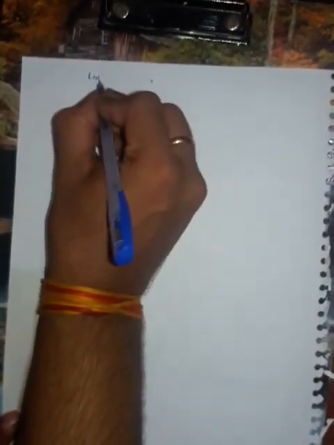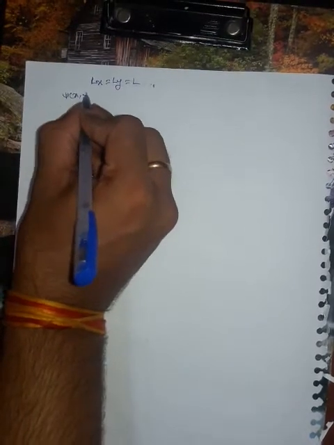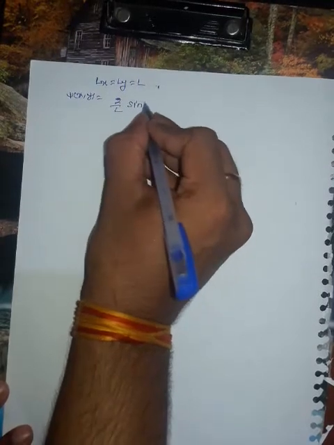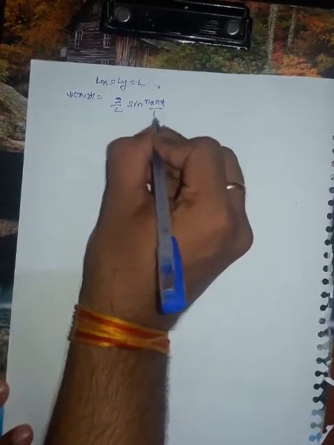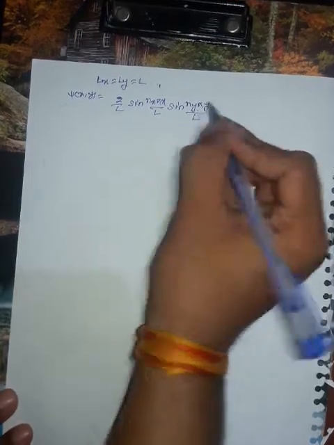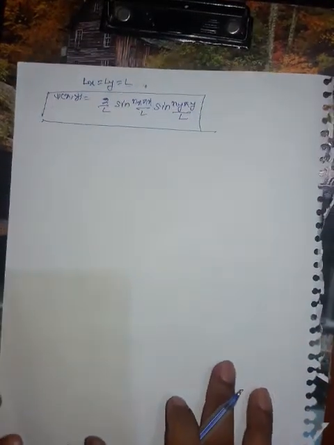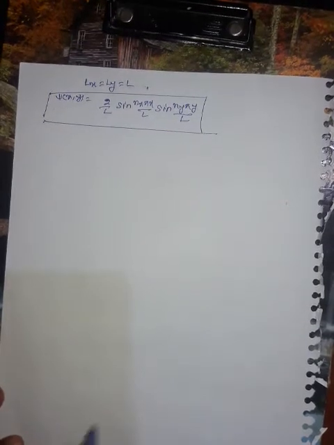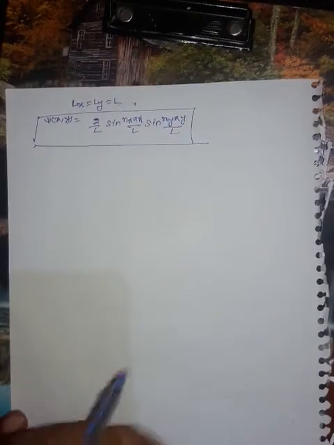Okay, if we put the value of lx equal to ly equal to l, the above equation becomes psi of xy is equal to 2 by l sin(nx pi x by l) sin(ny pi y by l). So this is the solution of the wave function. This is the wave function of a free particle moving in a 2D potential box.